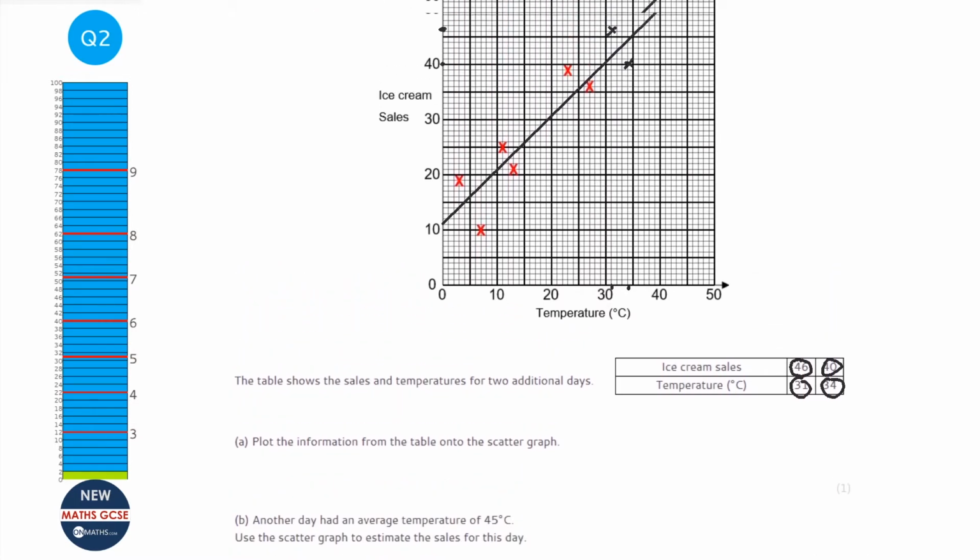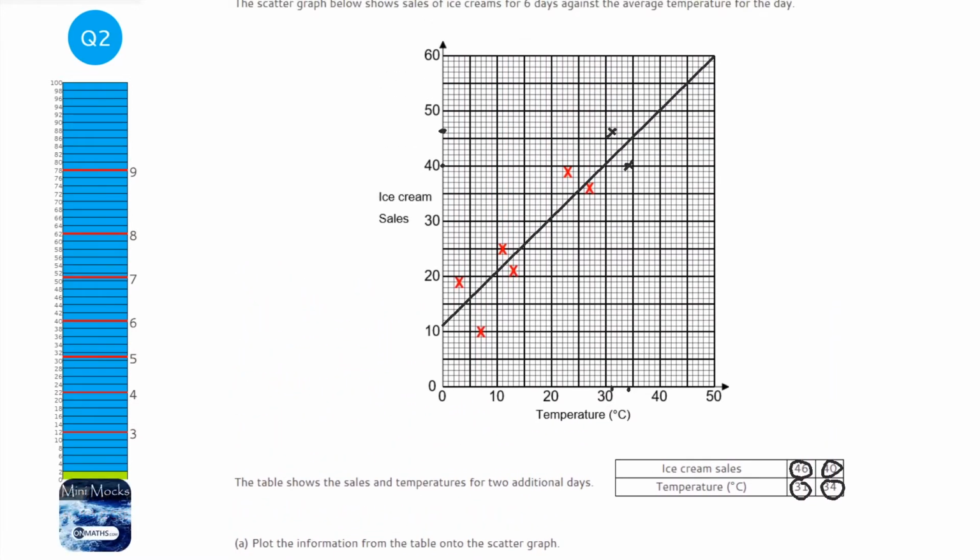So let's have a look. We've got an average temperature of 45 degrees. So we're going to draw a line up from 45 degrees, which is about there. And we're going to draw, oh, the line didn't come up. So let's draw that line there. It's refusing to come up for some reason. Let's try another one. There we go.